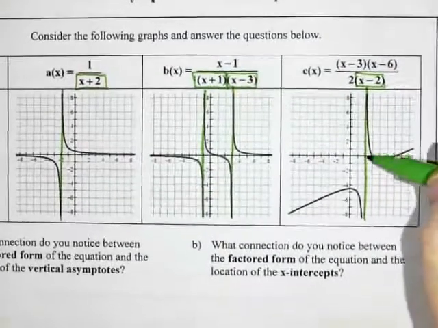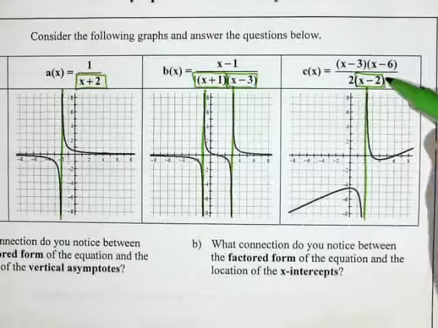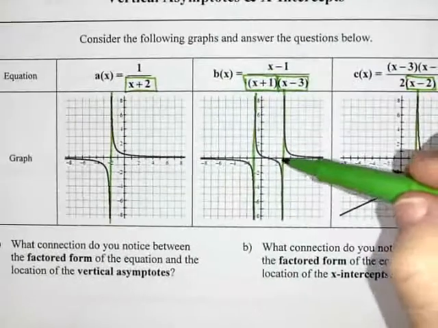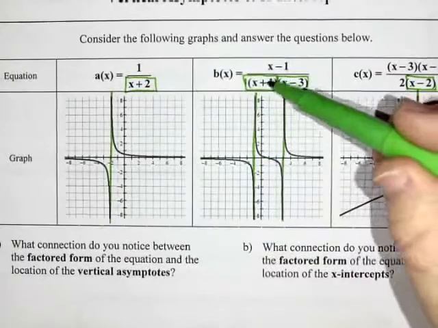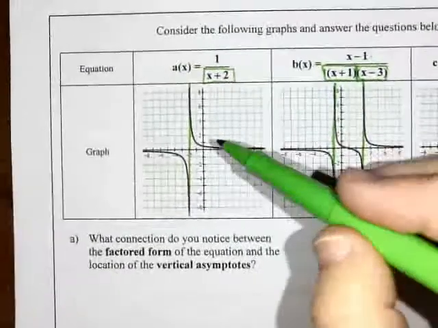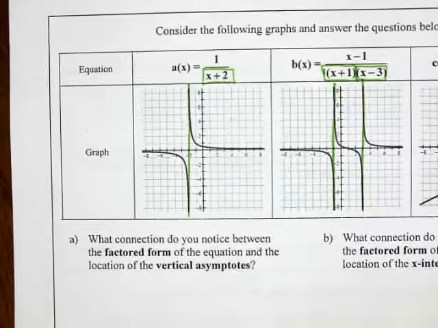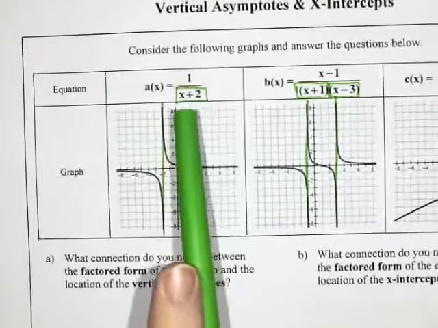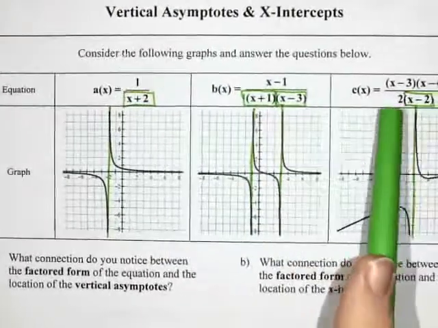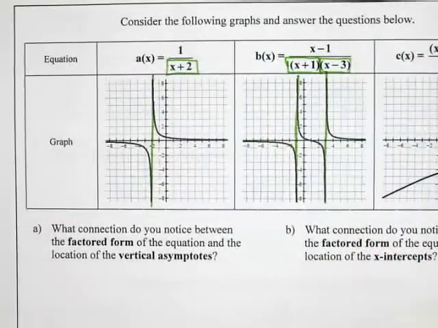So if I were to take 2 and put it in the bracket, 2 minus 2 is 0. If I put 3 in here, 3 minus 3 is 0. If I put -1 in, -1 plus 1 is 0. And if I put -2 in, -2 plus 2 is 0. So the asymptote comes from what makes the denominator of your function equal 0.